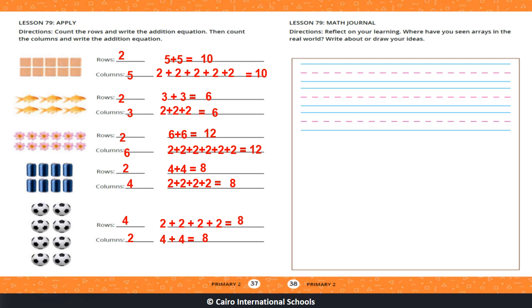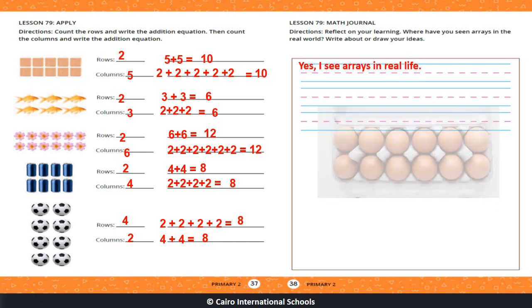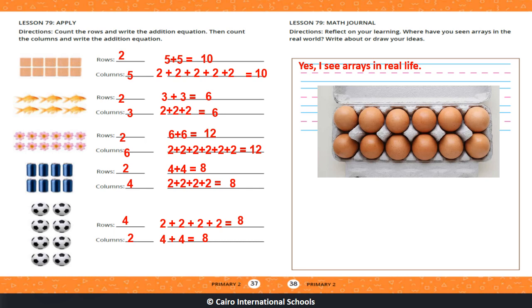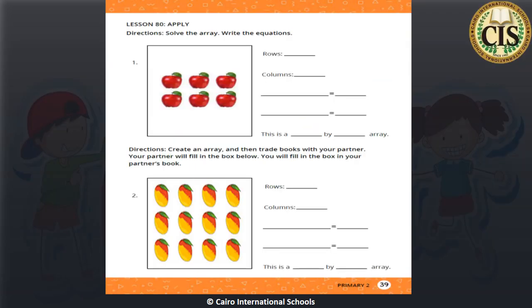The math journal part, reflect on your learning. Where have you seen arrays in the real world? Write about or draw your ideas. Yes, we see arrays in real life. Like these eggs, they are arranged in an array. So it has 2 rows and 6 columns. 1, 2, 3, 4, 5, 6. So the name of the array is rows by columns. 2 by 6 array.